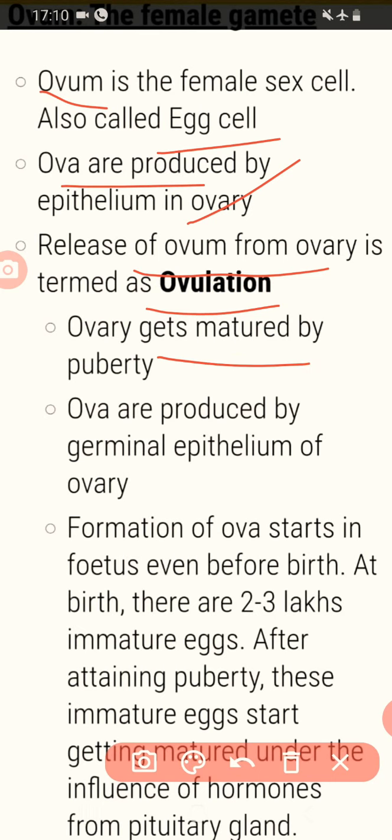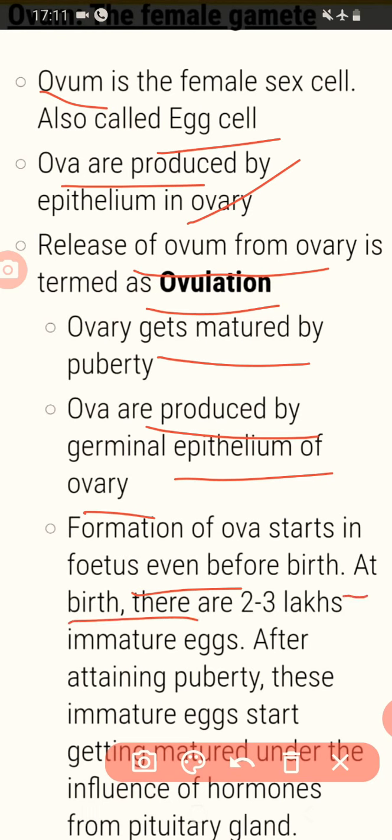These ovum get matured at the time of puberty. Means as an organism, human beings attain puberty, then the ovum are matured. Right students? Ovum are produced by the germinal epithelium of the ovary. This formation of ovum starts in the fetus even before the birth. Birth से पहले ही fetus के अंदर female child में ovum का formation start हो जाता है.